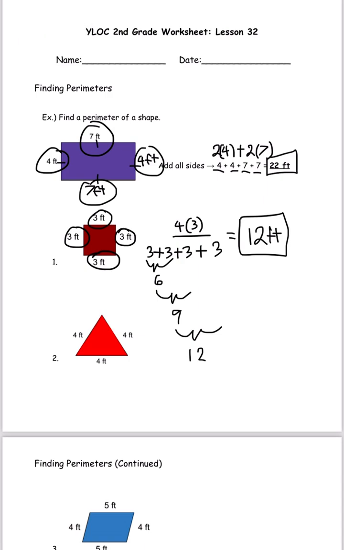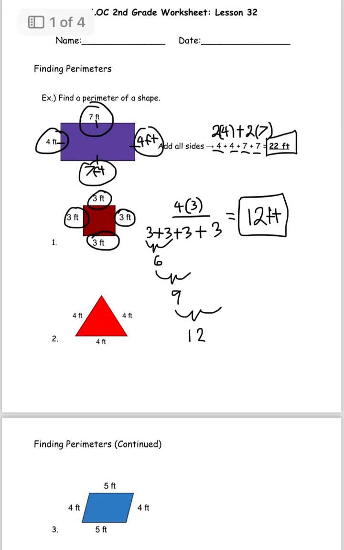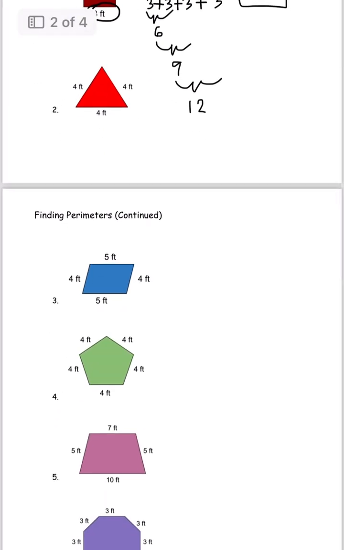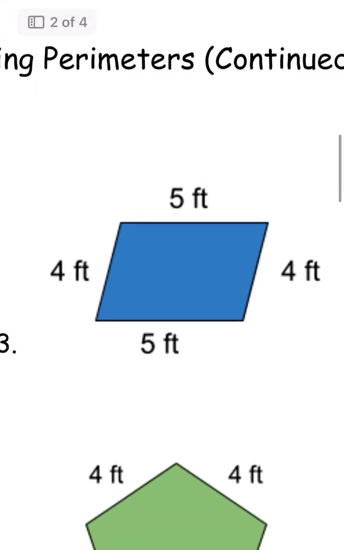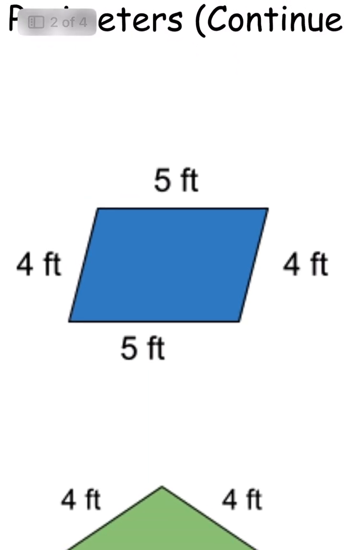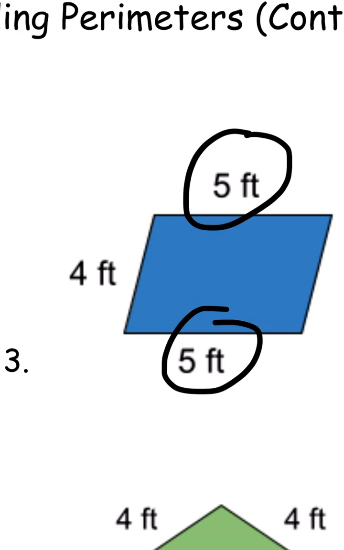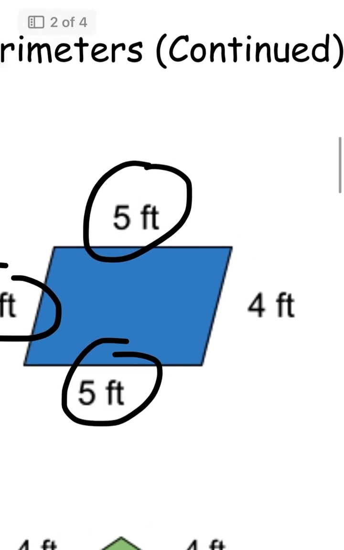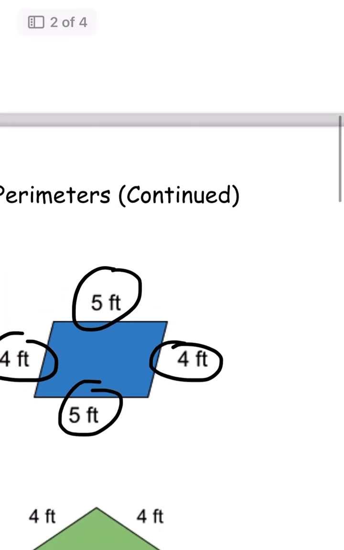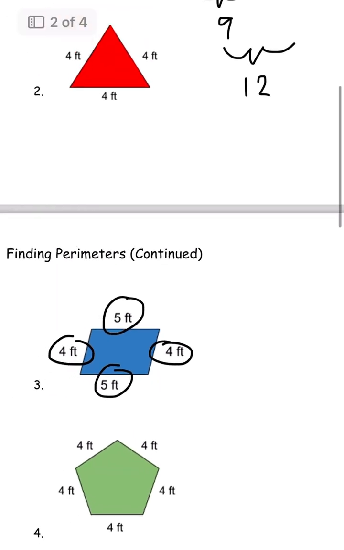And then now let's look at number 3. So for number 3, it's similar to rectangles. So it has 2 same sides and the 2 other same sides. So 5 feet, and the bottom is also 5 feet, and the left side is 4 feet, and the right side is also 4 feet. So there's 2 same sizes for this one.